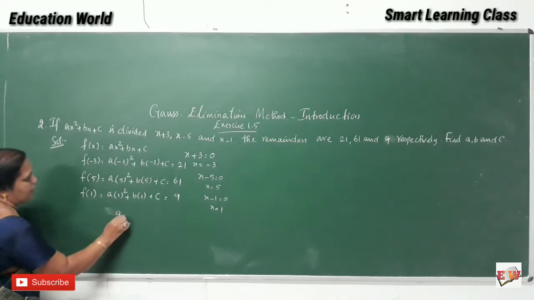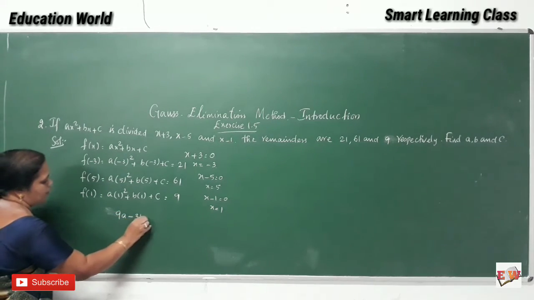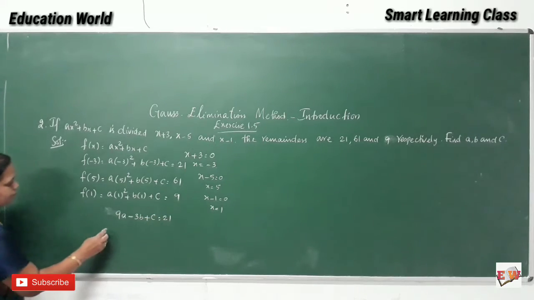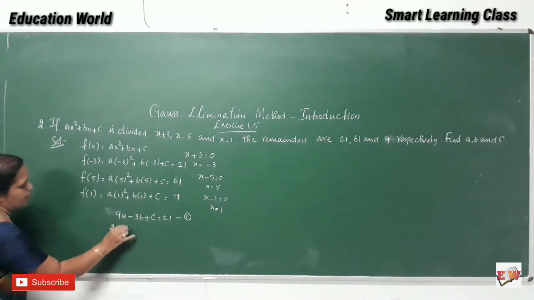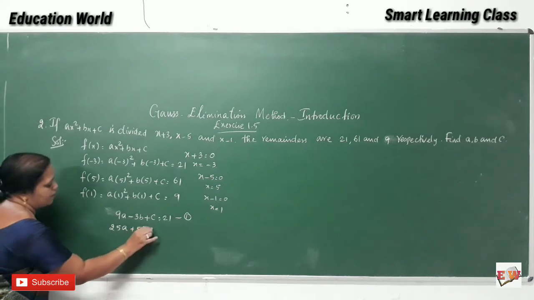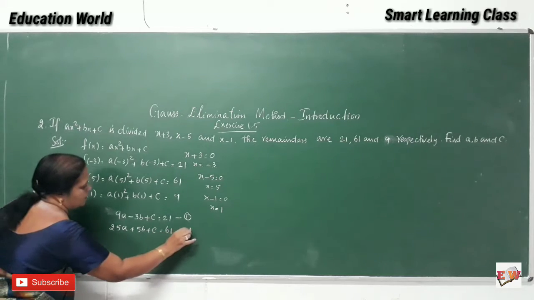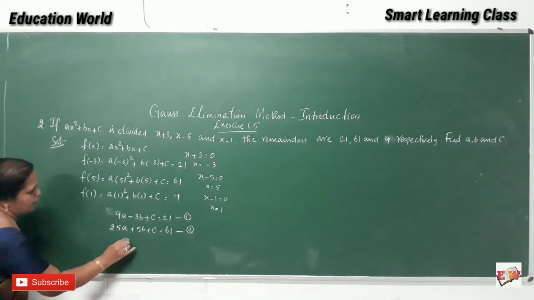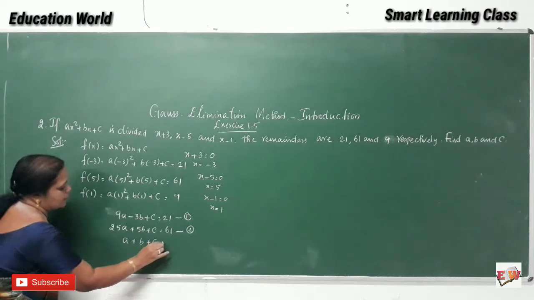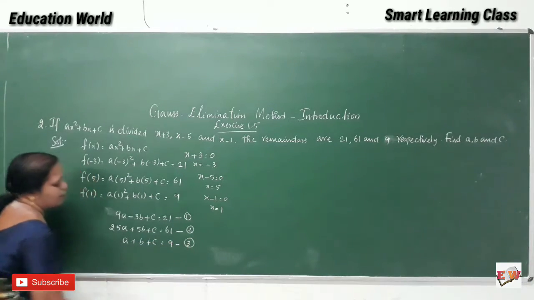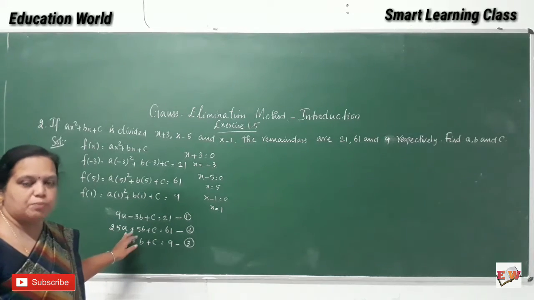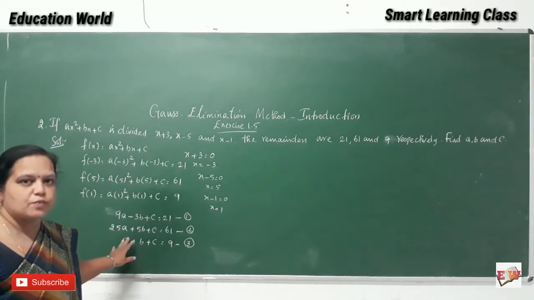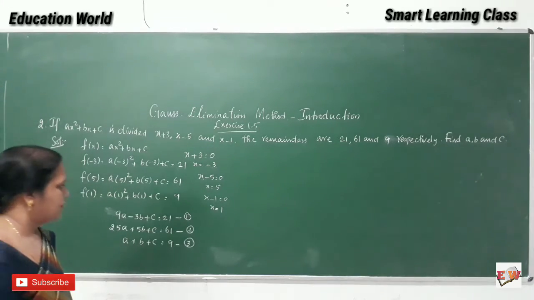3 square is 9a minus 3b plus c is equal to 21. This is equation 1. Second thing, 25a plus 5b plus c is equal to 61. This is equation 2. a plus b plus c is equal to 9. This is equation 3. From these equations, first we have to write the augmented matrix. Then we have to transform the augmented matrix into row echelon form.